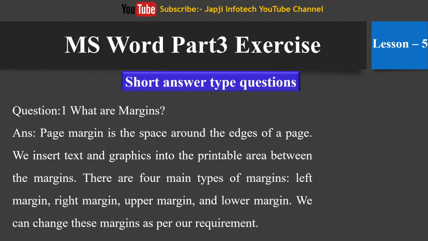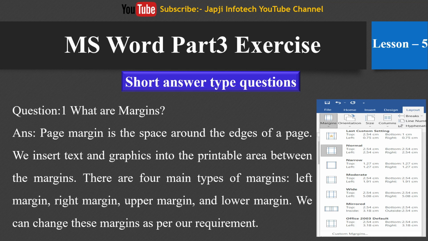Our first question is what are margin? So page margin is the space around the edges of a page. We insert text and graphics into the printable area between the margin. There are four main type of margin. The first one is left margin, second one is right margin, third one is upper margin, and the fourth one is lower margin. So we can change this margin as per our requirement.